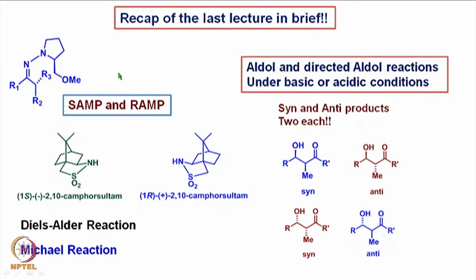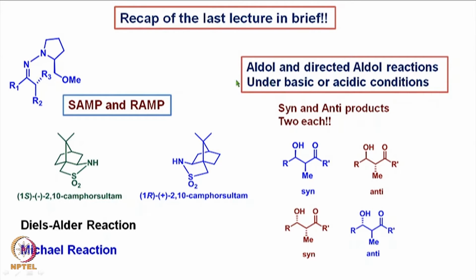In all these cases we had this carbon bond formed in an asymmetric fashion, which of course gave highly enantiomer selective products. Now we also looked at the camphor sultam based auxiliary as introduced by Oppolzer and saw the Diels-Alder reactions and Michael reactions in highly enantiomer selective fashions.